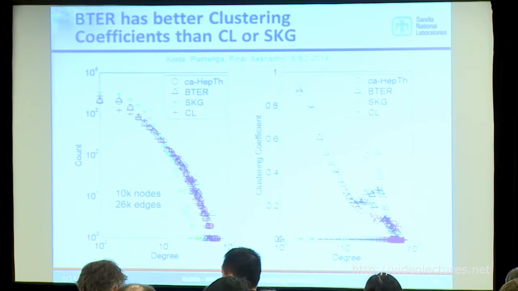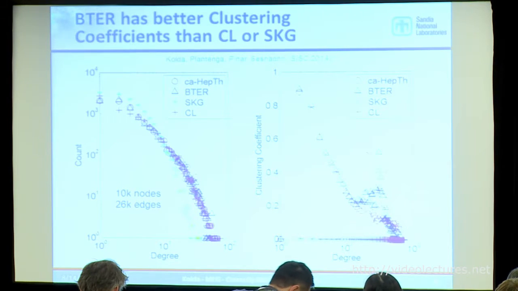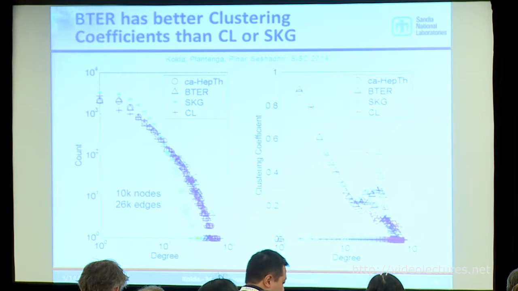But where we see a real difference is with the clustering coefficient. So Chung-Lu and stochastic Kronecker graph have basically 0 triangles. And so their clustering coefficient numbers for all the degrees are really close to 0. And then BTER is in a different neighborhood. So it's not perfect. And we'll show more examples where it's not perfect, but it's closer than the others. So maybe we've learned something here about what's going on.